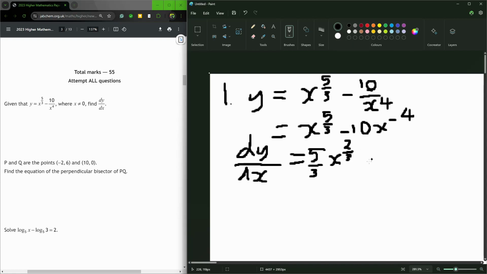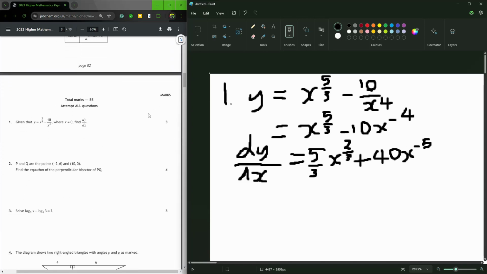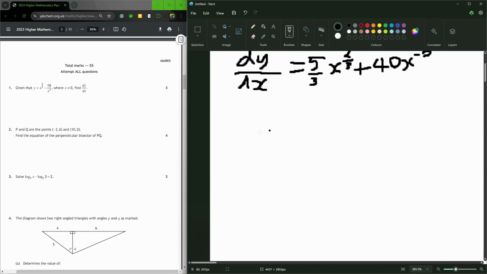And then times by the power here, so we have plus 40, because the negative times negative equals a positive. And then take 1 away from the power, this will be 40x to the negative 5. And there we are. That's actually a full 3 marks. Maths is quite generous, I think, with marks. So, yeah, that's what you need to write.